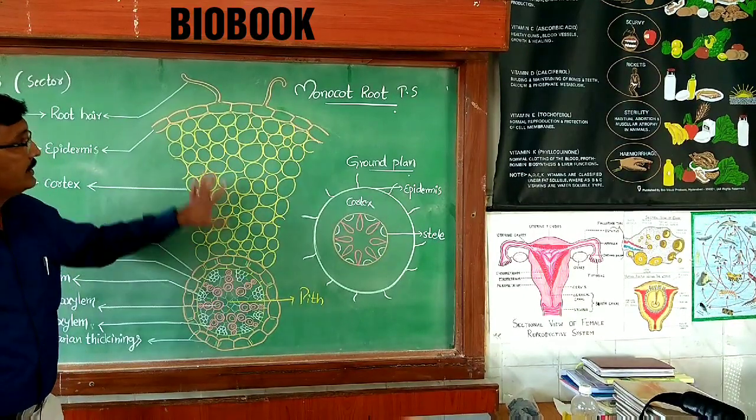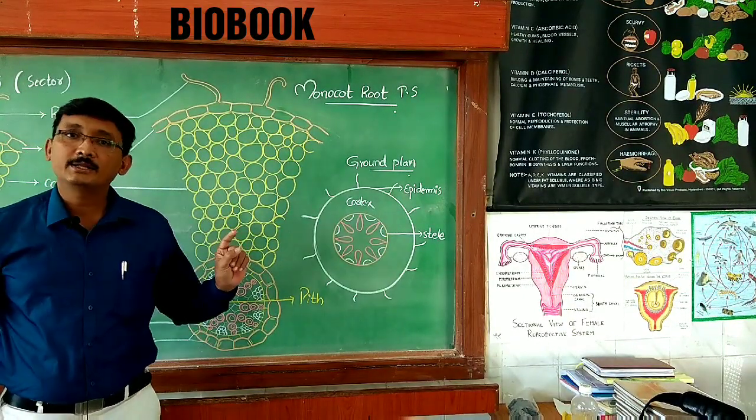Okay, so this is the detailed explanation of the monocot root internal structure.